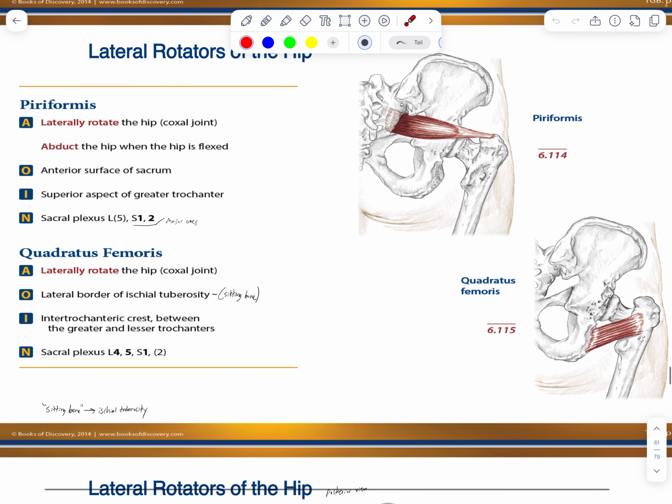All right, let's look at the quadratus femoris. And hence the name quadratus. This is more, let's say, quad-shaped. It's just like a square or rectangle. So that's one way to remember it.